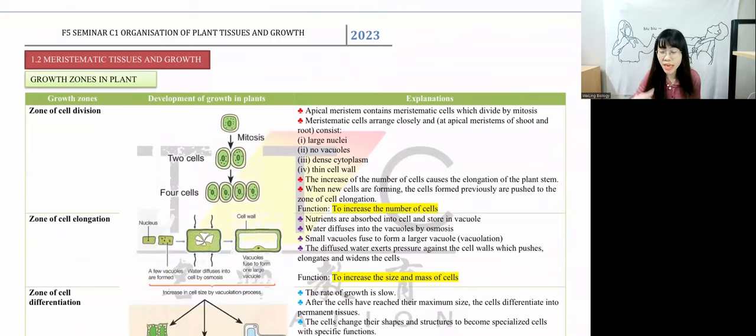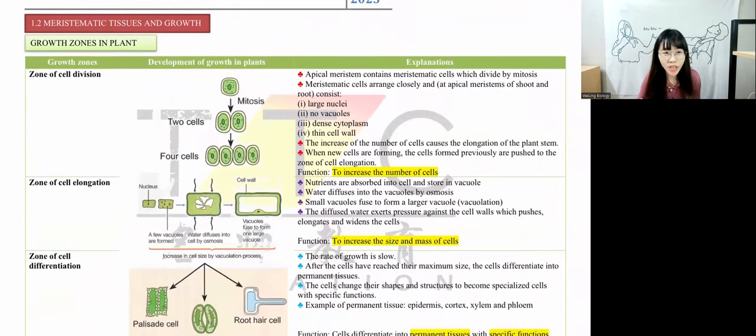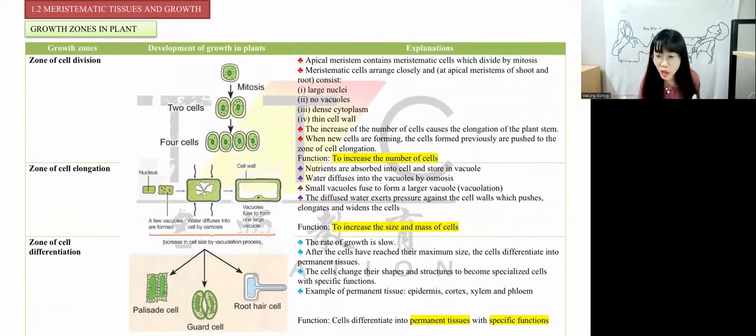We're going to look at one more page and then we're going to try some questions later. So we have three zones that we learned in the first page, right? Can you tell me what is the first zone again? The first zone is called zone of cell? Cell division. Very good. Second zone is called zone of cell? Elongation. Very good. The third zone is called zone of cell?